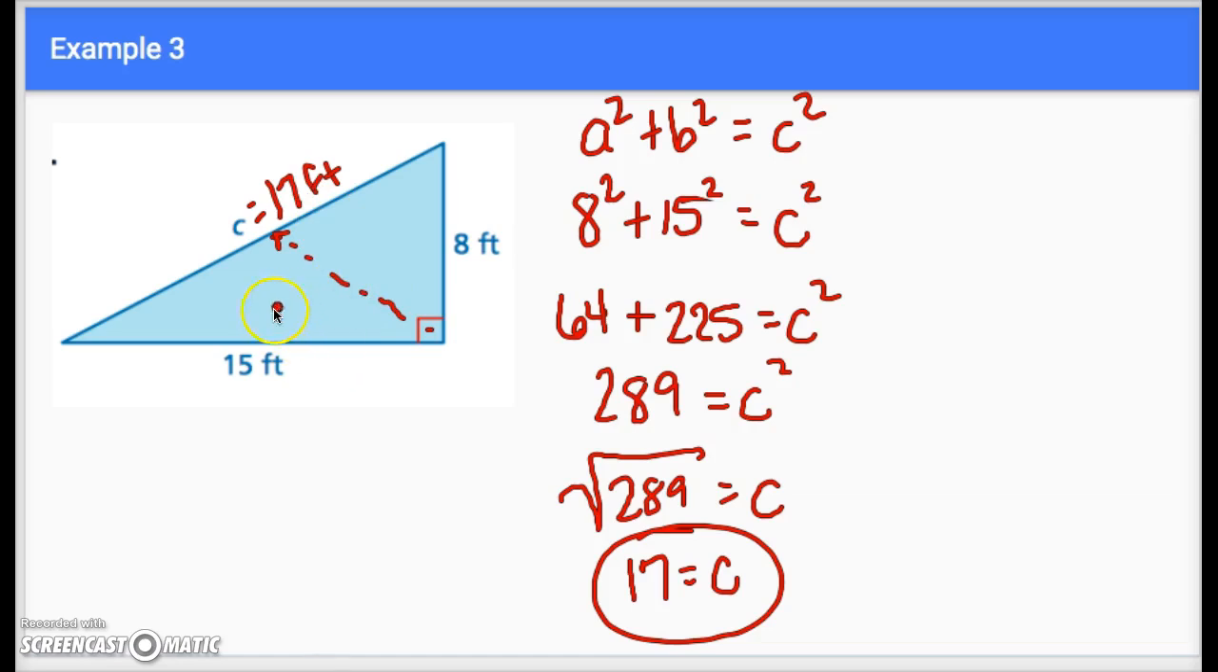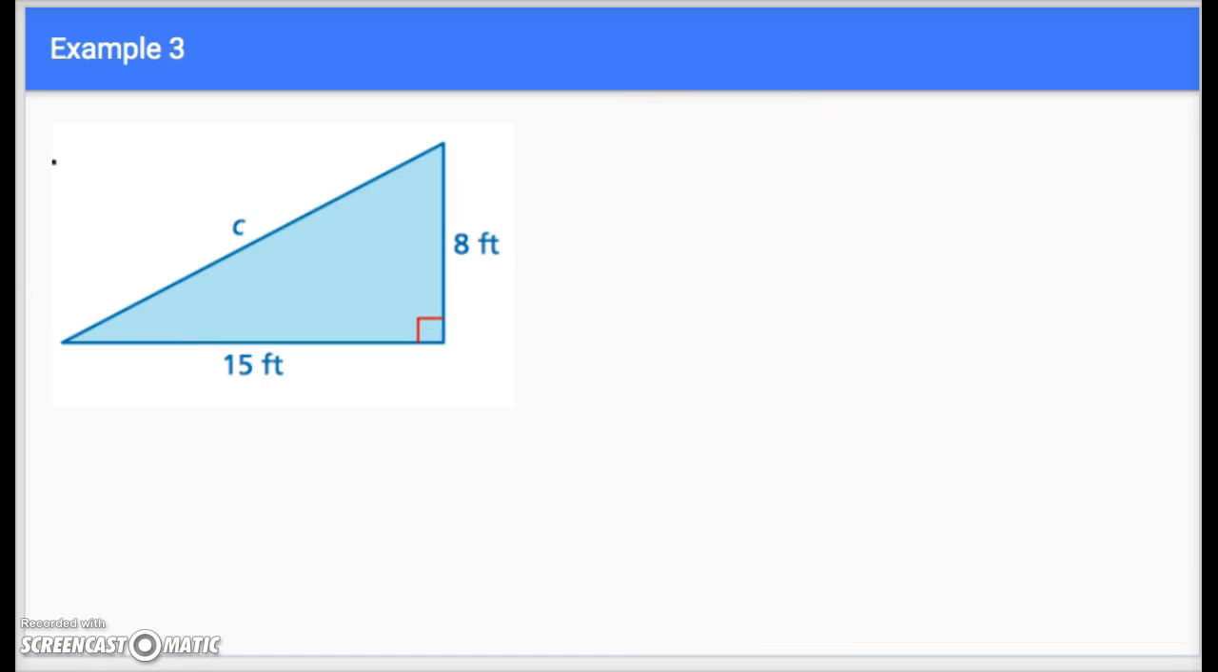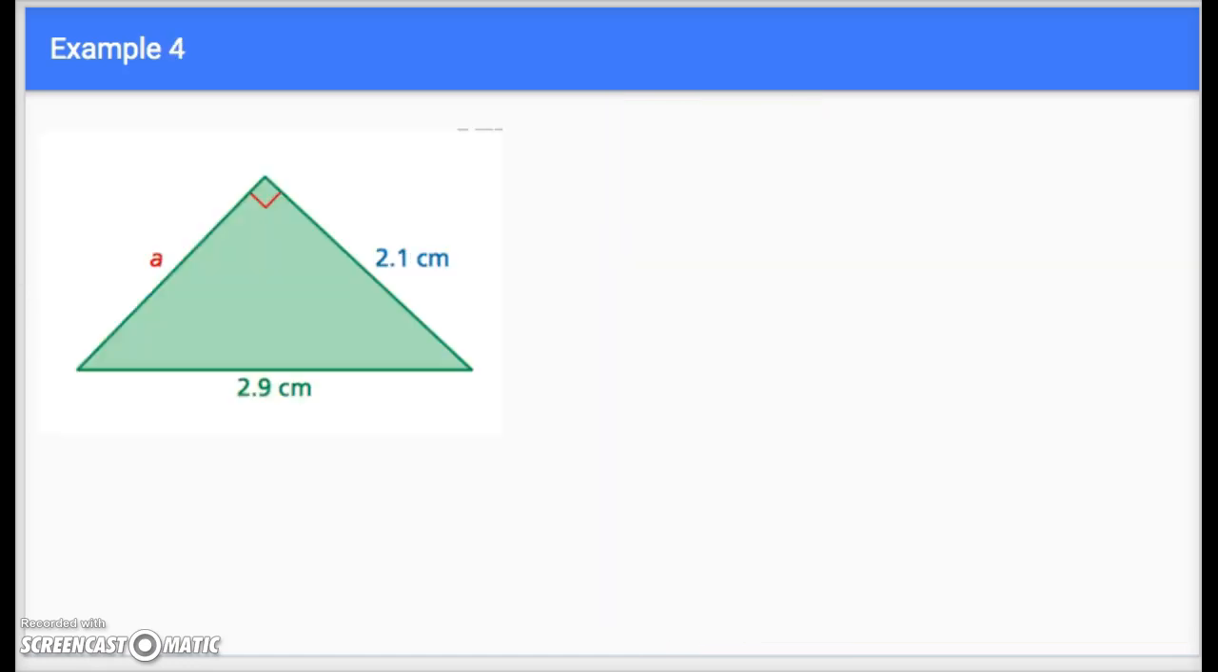Okay, now the last example we're going to do is a little bit different. You'll see why here in just a second. If you look at the picture, everything we've done so far is we've been trying to figure out what the hypotenuse is, the side opposite the right angle. But this time we already know what it is. We are missing one of the legs.